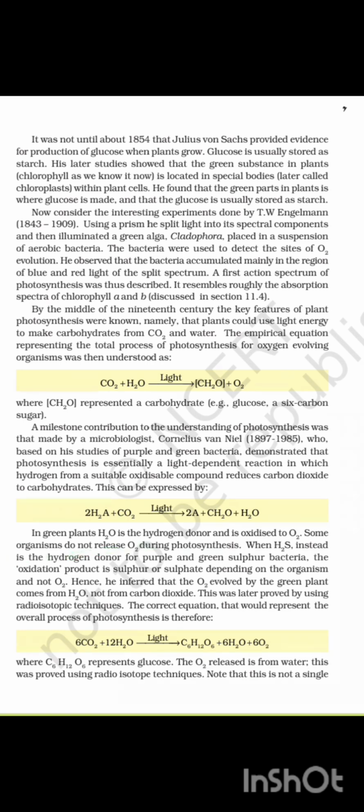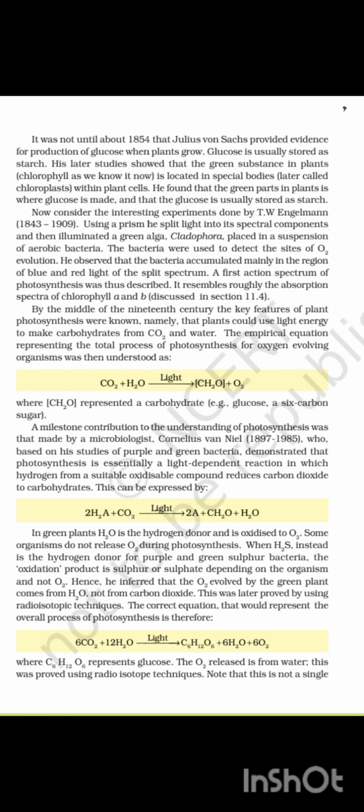Some organisms do not release O2 during photosynthesis. When H2S instead is the hydrogen donor, as for purple and green sulfur bacteria, the oxidation product is sulfur or sulfate, depending on the organism, and not oxygen. Hence, he inferred that the O2 evolved by the green plant comes from H2O, not from carbon dioxide. This was later proved using radioisotopic techniques.